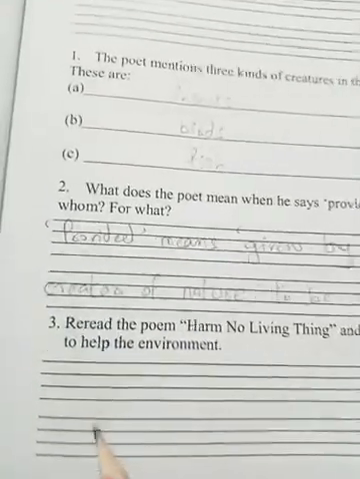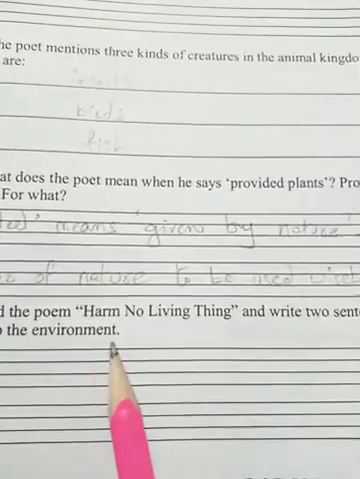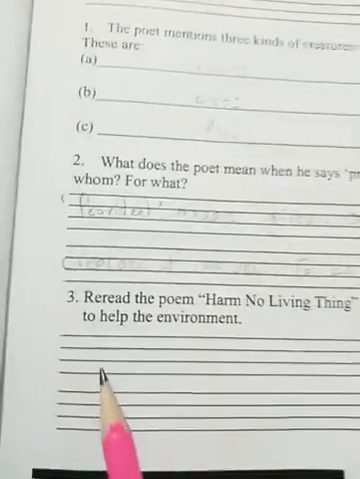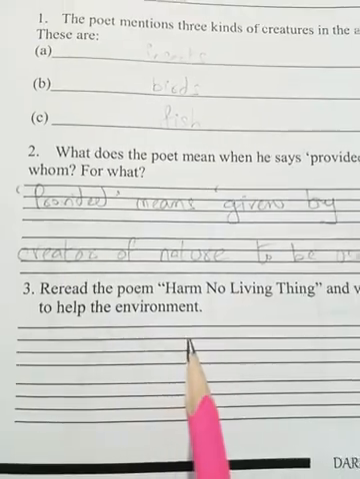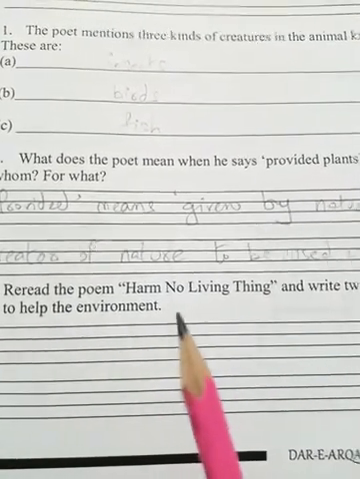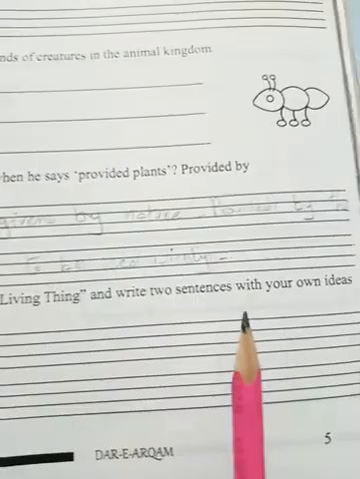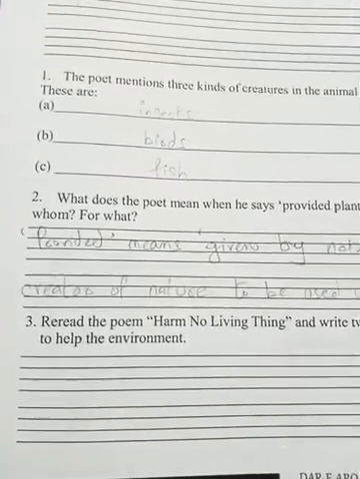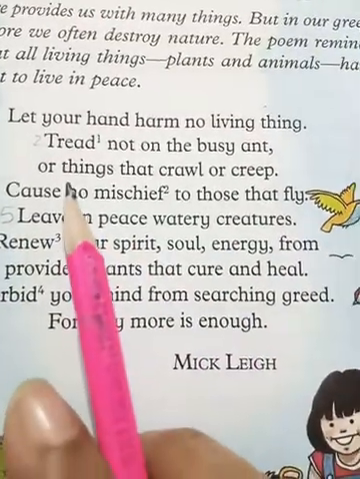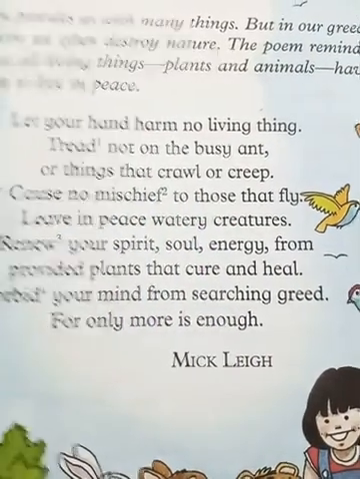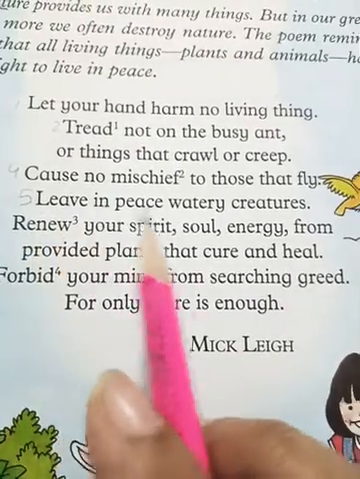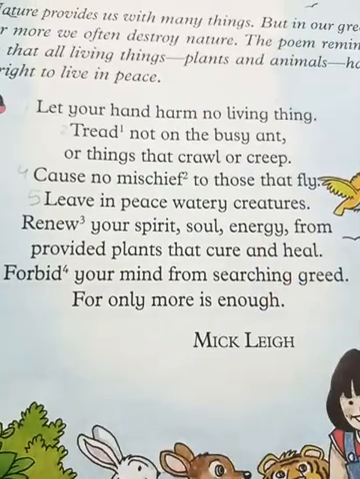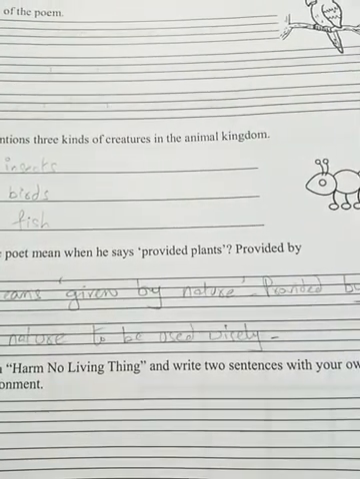Okay. Question number 3. Reread the poem Harm No Living Thing and write 2 sentences with your own ideas to help the environment. Yes, we have to reread the poem and we have to choose 2 sentences with our ideas to help the environment. Alright? For example, tread not on the busy ant, cause no mischief to those that fly, or leave in peace watery creatures. Now move to the next page.